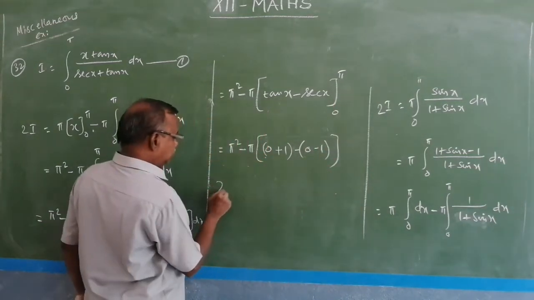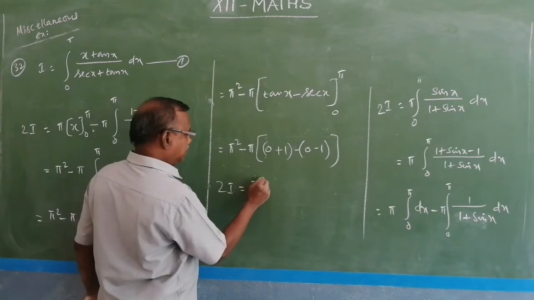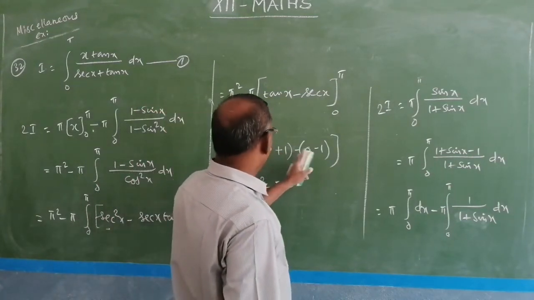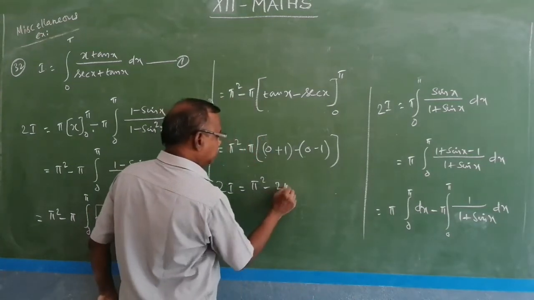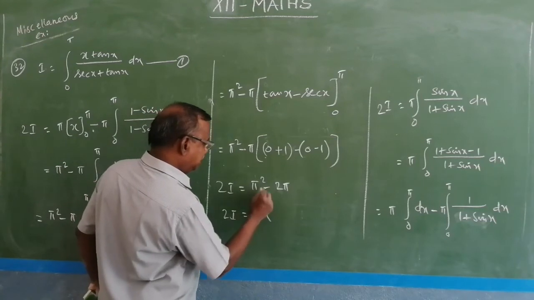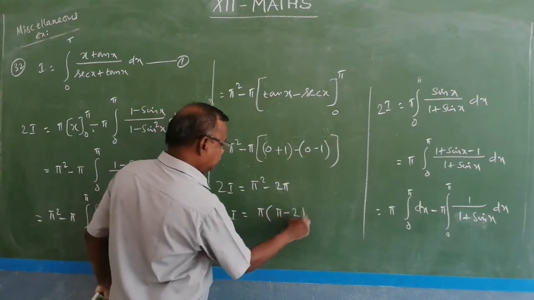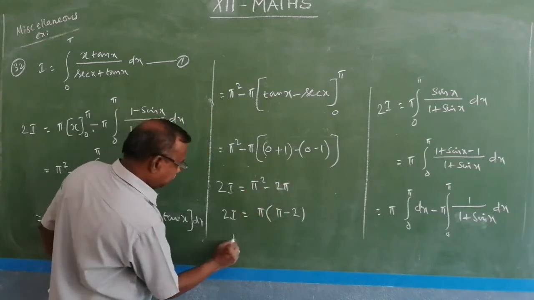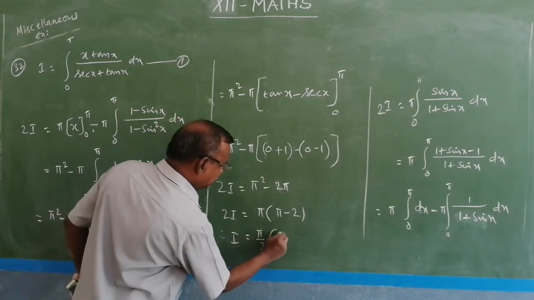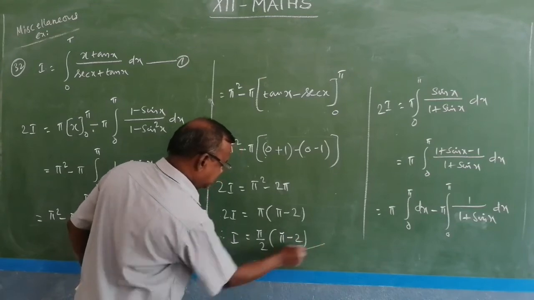So 2I equals pi square minus pi times (1 plus 1), which is 2 pi. So 2I equals pi times (pi minus 2). Therefore I equals pi by 2 times (pi minus 2). So this is the answer.